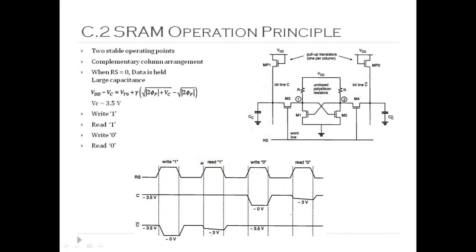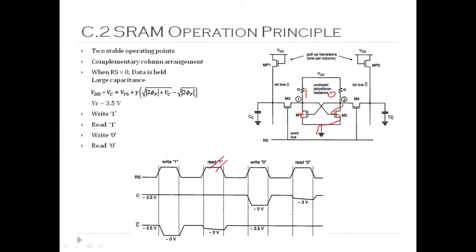So let's look at the next operation, which is read 1. In the read 1 operation, that means 1 is stored in the cell. So V1 is 1, V2 is 0. Because V1 is 1, this is on, and there is a short channel path through this, and this is 0, so this is off. This is the condition in standby mode. We have not accessed the cell yet.